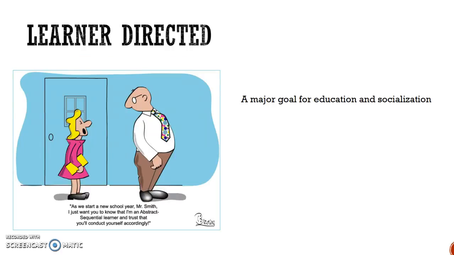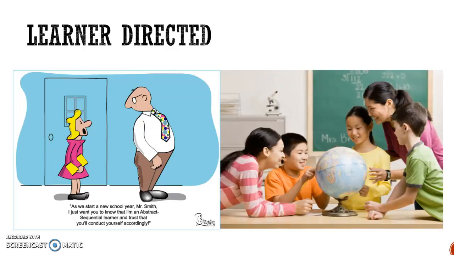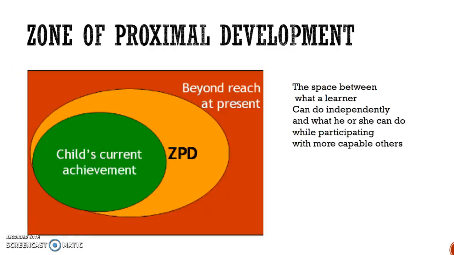The major goal for education is to strive for more of a learner-directed classroom, because this increases our socialization benefits in the classroom. Now, this is good because students are learning independently and share that knowledge with each other. And this is where the socialization comes in. Now, how do we do this?